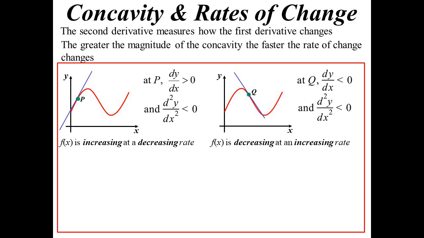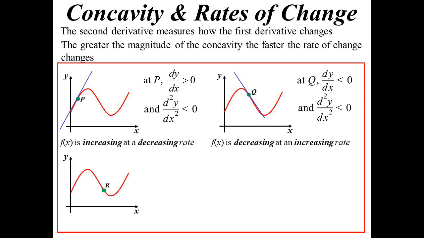See, if they're the same sign, it's like saying you're getting faster. So because they're both negative, it's decreasing, but at an increasing rate. It's getting faster and faster. Whereas the other one, they're in opposite directions. So it's increasing, but at a decreasing rate.